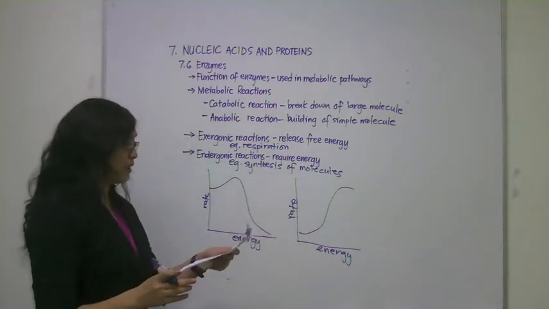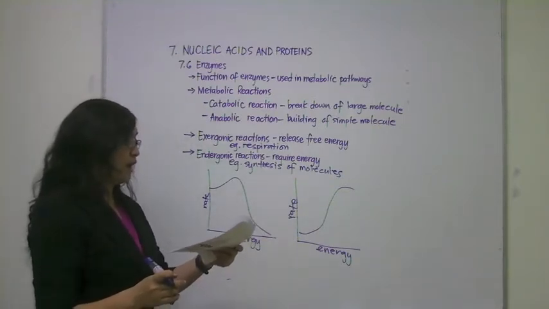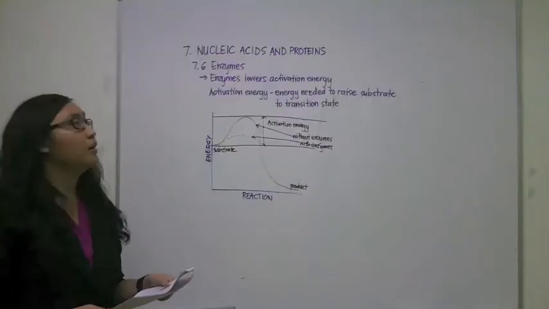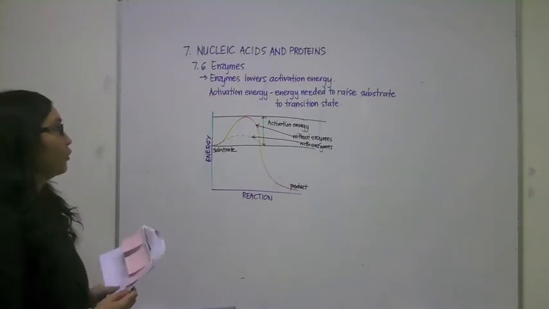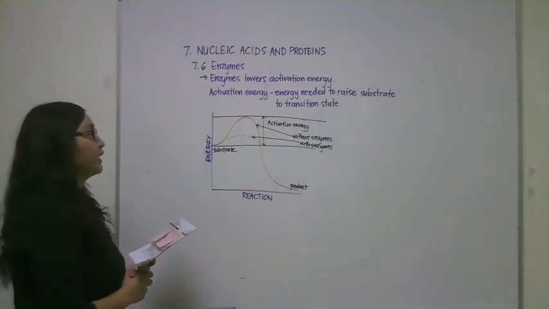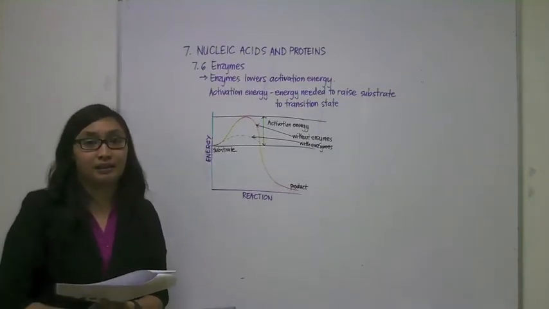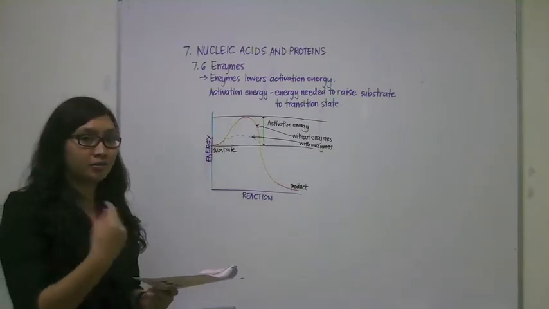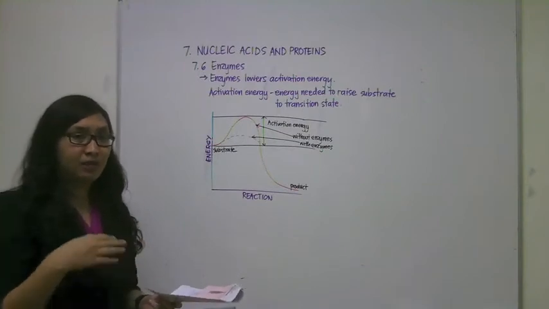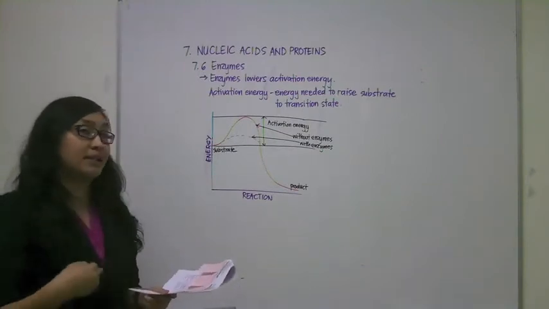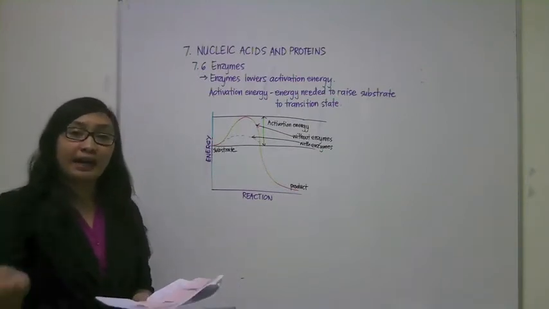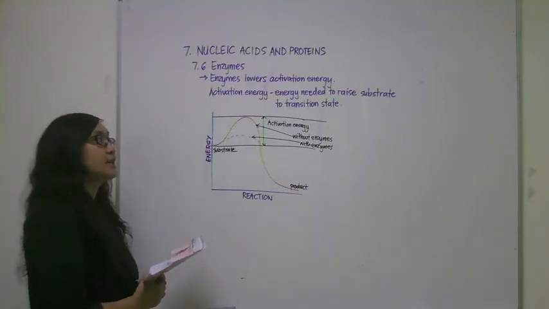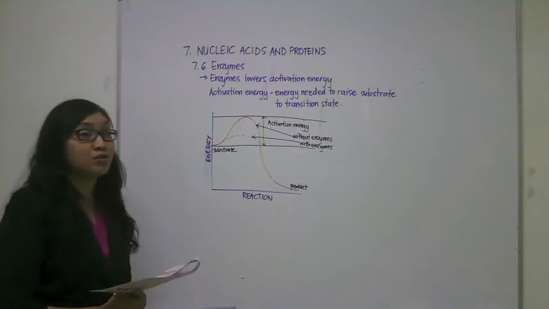So the next part is that we are going to explain the induced fit model and inhibition. The next area that needs to be discussed under enzymes is the activation energy. So we have to tell our students that enzymes are being used in cells because they lower the activation energy. So what is an activation energy? An activation energy is the energy required to raise the substrate into transition state.